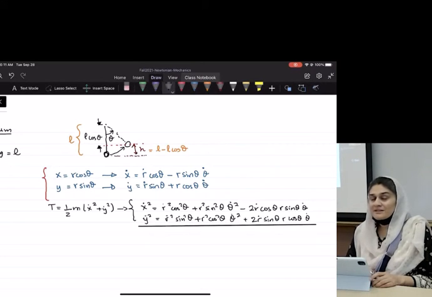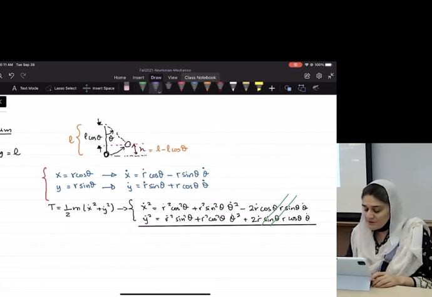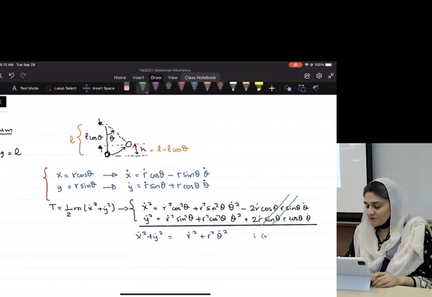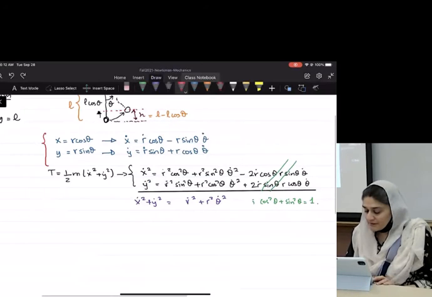I am looking for x dot squared plus y dot squared. Can I add these two equations? Which means this will go away. What is cosine squared plus sine squared? 1. So will this reduce to x dot squared plus y dot squared equals r dot squared plus r squared theta dot squared? Because cosine squared plus sine squared is 1.